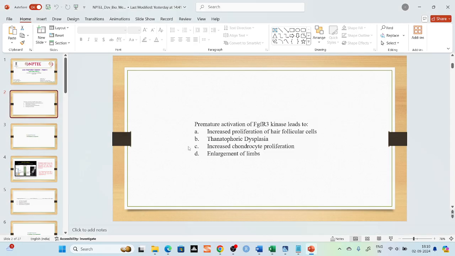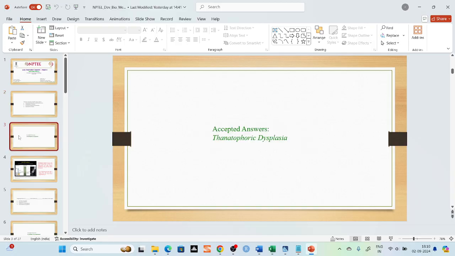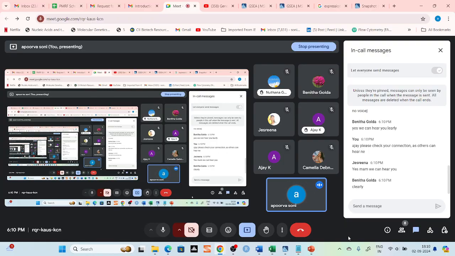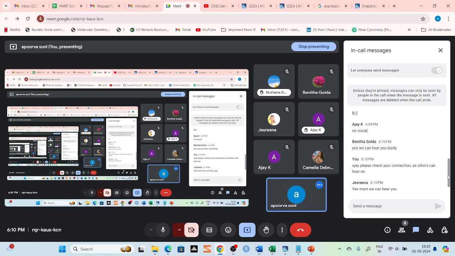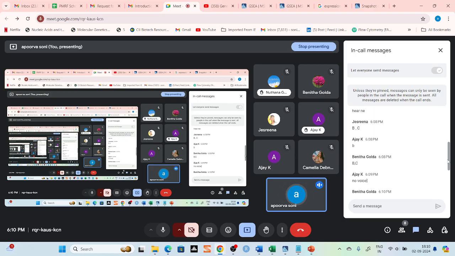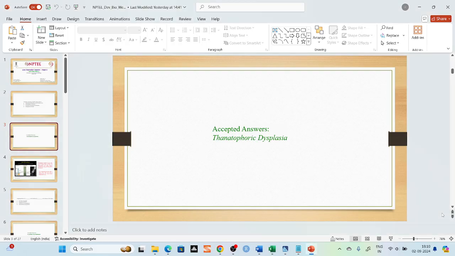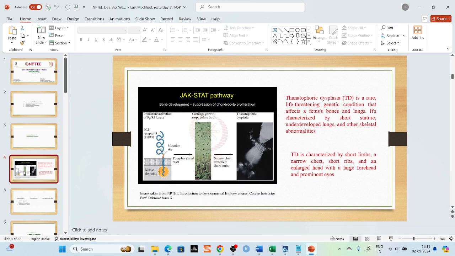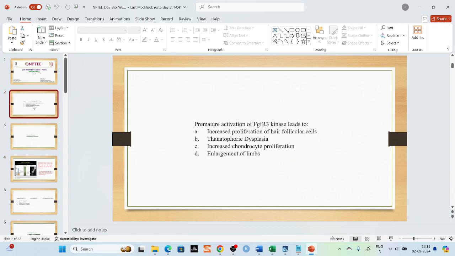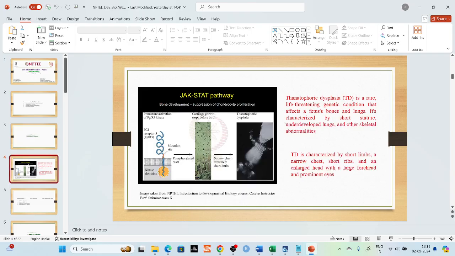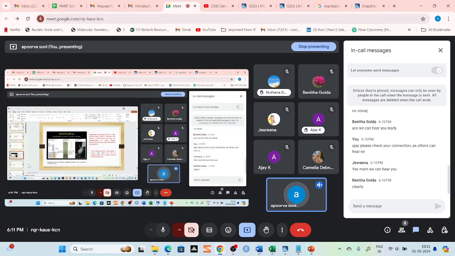Fine. So B and C mostly you have answered, that is thanatophoric dysplasia and increased chondrocyte proliferation. The correct answer is thanatophoric dysplasia. Can anybody tell me who has answered C also? Students who have answered C, can they tell me why they opted for C? Otherwise, I'm going to discuss it. C says increased chondrocyte proliferation. Do you think there will be increased chondrocyte proliferation?